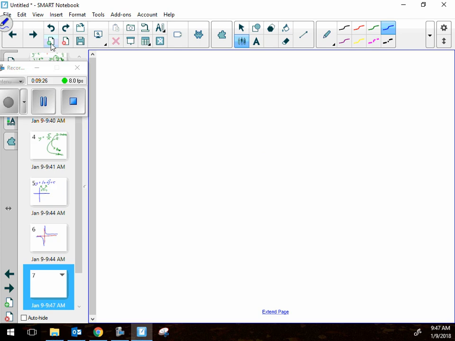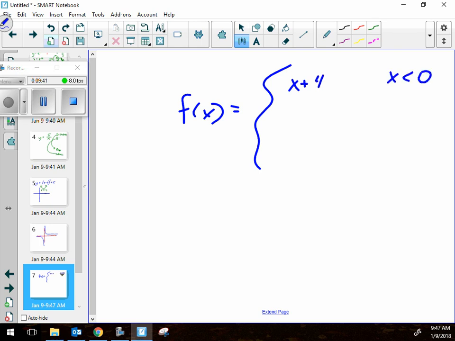How about this: f of x is 3 things. F of x is just x. No, it's not. That wouldn't be. F of x could be x plus 4 if x is less than 0. It could be x squared if x is greater than 0 but less than 2. And it's 1 over x if x is greater than or equal to 2.